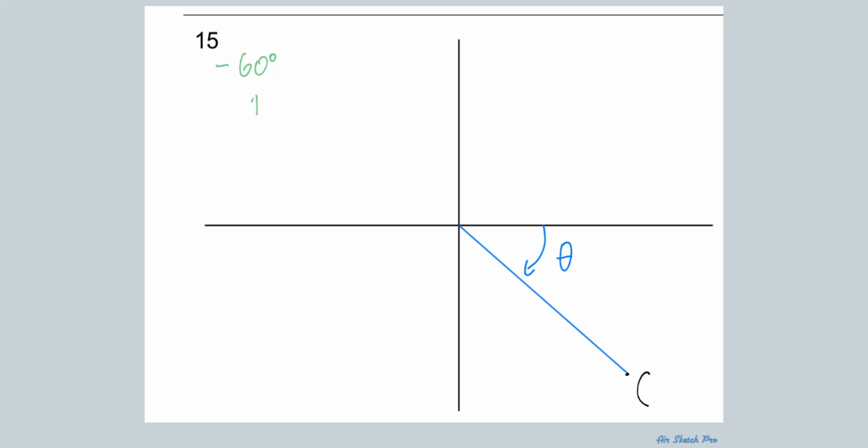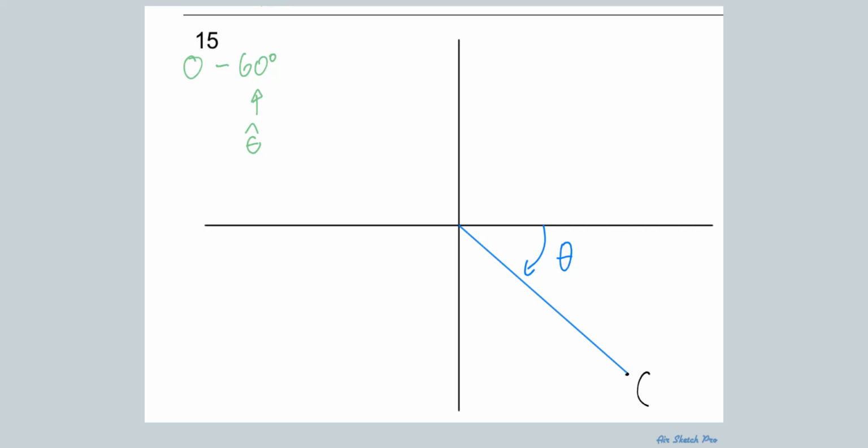So it's already an acute angle here. So that's what theta hat is. It's 0 minus 60 if you want. But theta hat is the 60 bit. It's the acute angle bit, okay? It's the angle away from the x-axis. It's 60 degrees. So theta hat is 60.